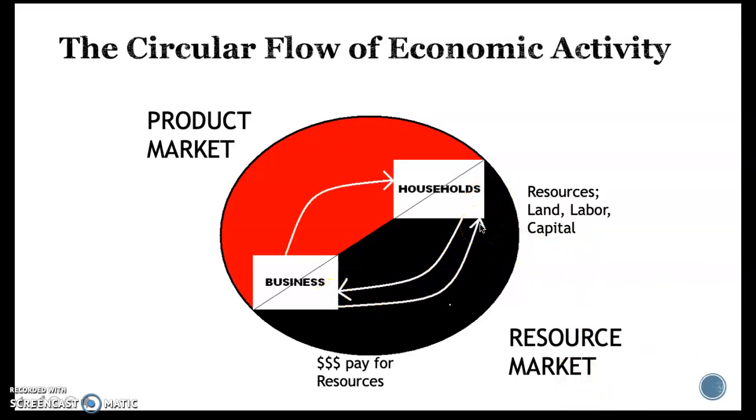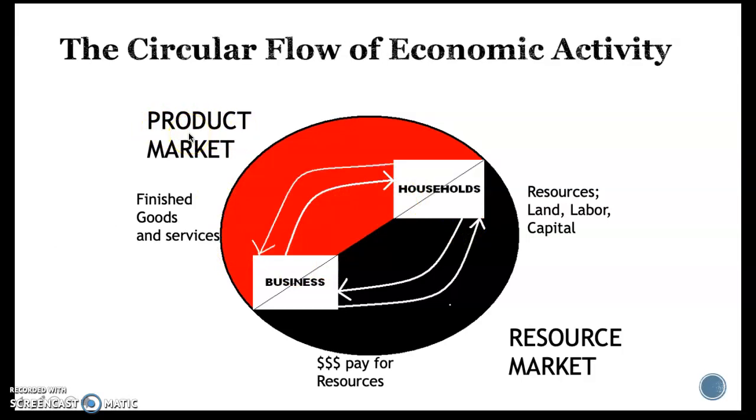Now in the product market, businesses will provide households with finished goods and services, aka products, and in exchange for those finished products, households will pay businesses money for those. So for example, if you were going to go to Target and buy a new pair of shoes, this is an example of you operating in the product market. You are paying the business, aka Target, money in exchange for that finished product, the pair of shoes, if you will.